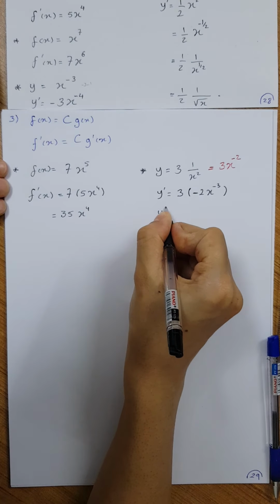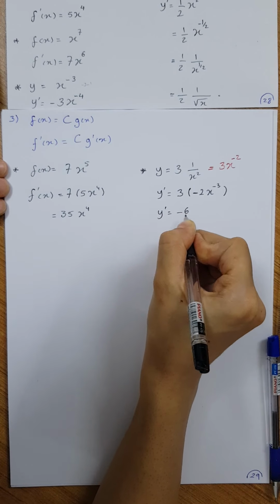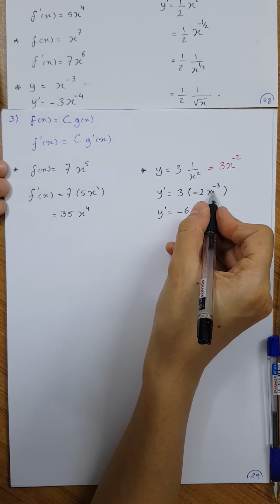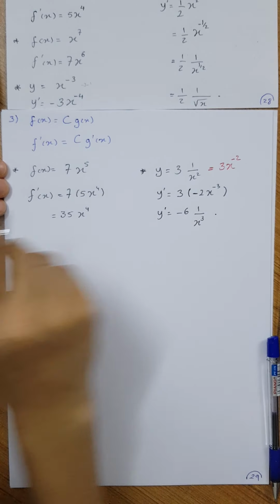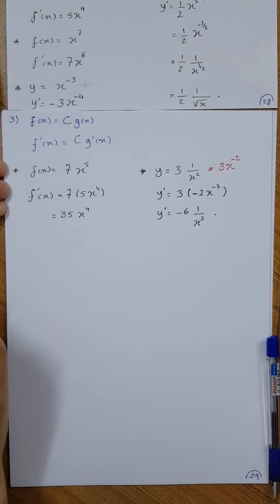Okay, let's rearrange this one. That's equal to minus 6, multiplied together, and x to the power of 3 is equal to what? 1 over x to the power of 3. And that is for the constant multiple rule.